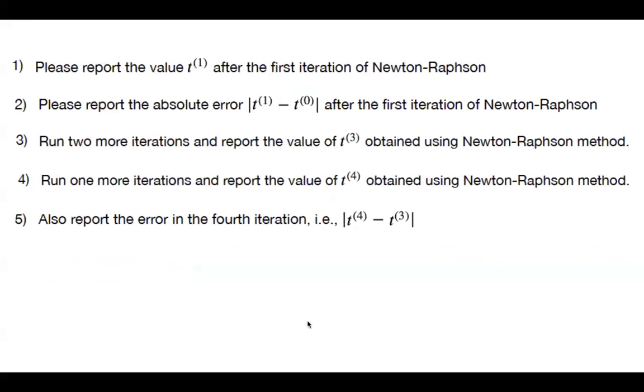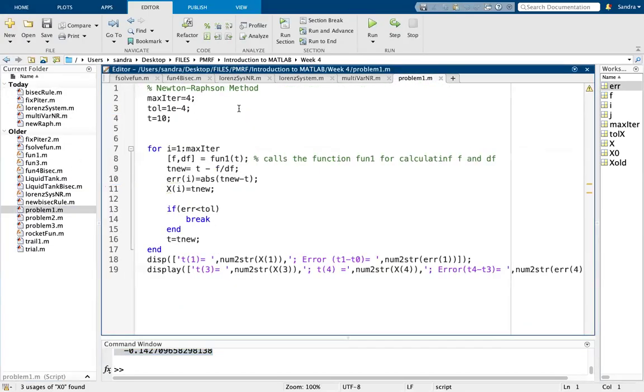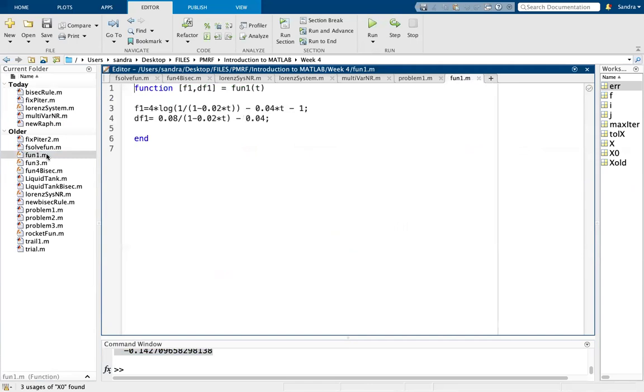Now let's look at the problem. I am only running it for 4 iterations because in the question I've only asked for the values till 4 iterations. I can run it for many iterations also, that is completely fine. I'm giving a tolerance level of e raised to minus 4. This is not needed actually, but if you want, you can give the tolerance. I've written a function fun1. If I give a value t here, it will give me the function value and the derivative value as output. I get f1 and df1 as the outputs.